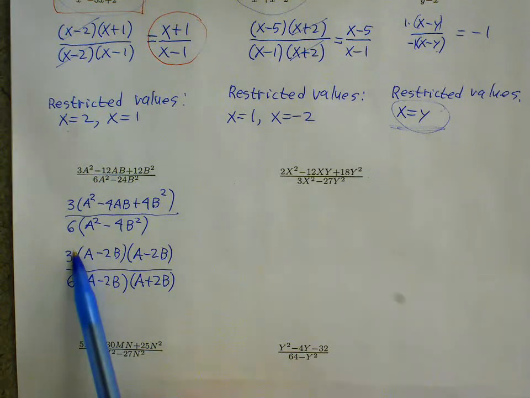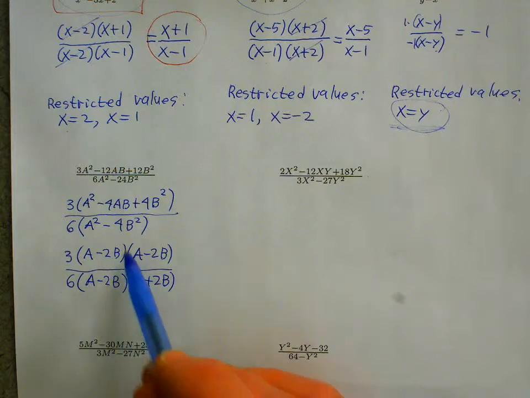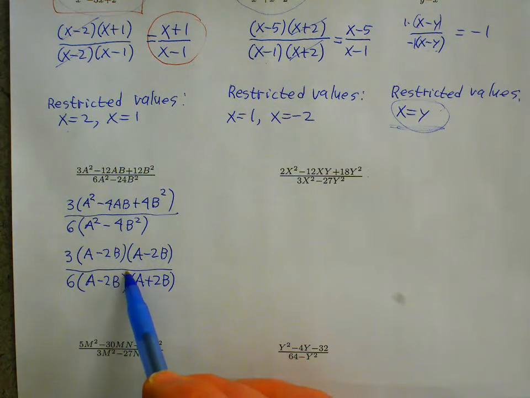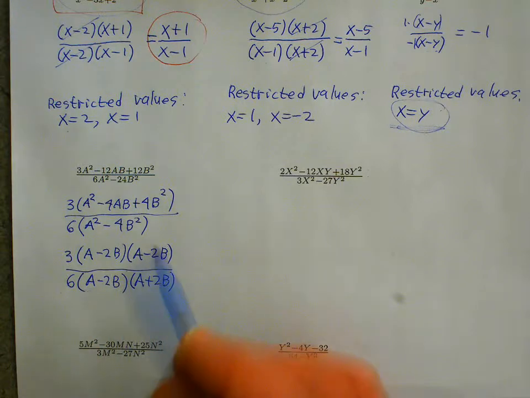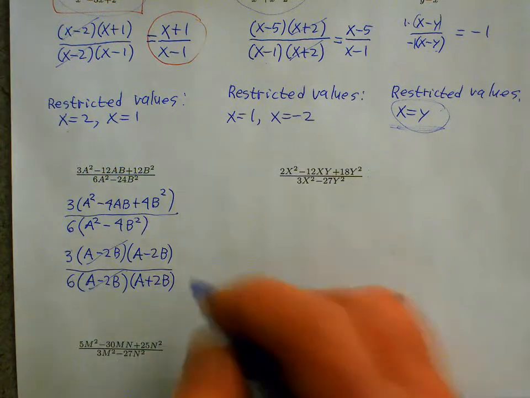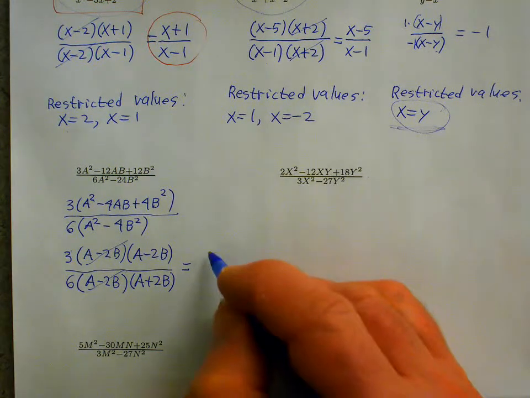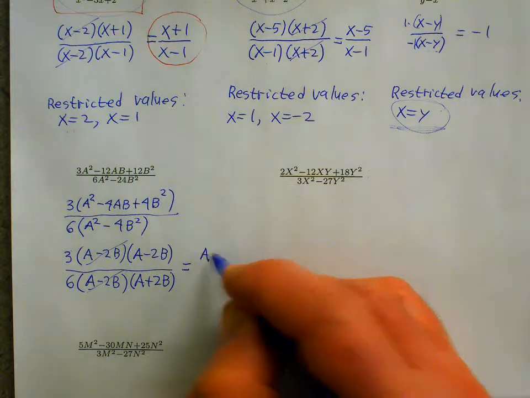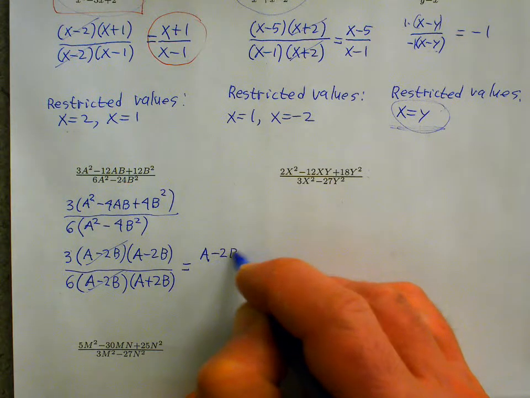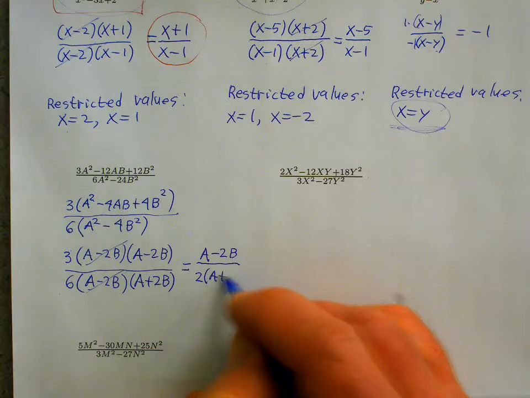Okay, so 3 divided by 6 is going to simplify to 1 over 2. And then one factor of a minus 2b from the numerator cancels with the a minus 2b from the denominator. So these cancel each other out, and 3 divided by 6 is 1 over 2. So this simplifies to a minus 2b over 2 times a plus 2b.